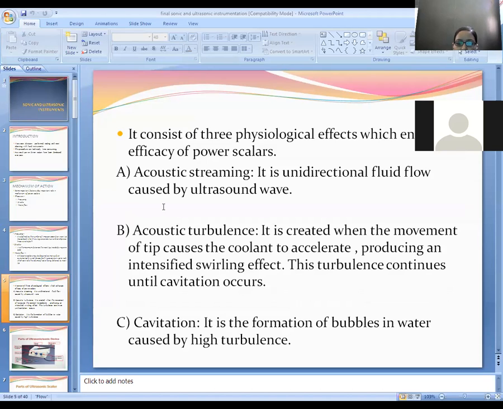First, acoustic streaming. It is a unidirectional fluid flow which is caused by an ultrasound wave. Then acoustic turbulence. It is created when the movement of the tip causes the coolant to accelerate, producing an intensified swirling effect. This turbulence continues until cavitation occurs. Then cavitation, it is the formation of bubbles in the water which are caused by high turbulence.